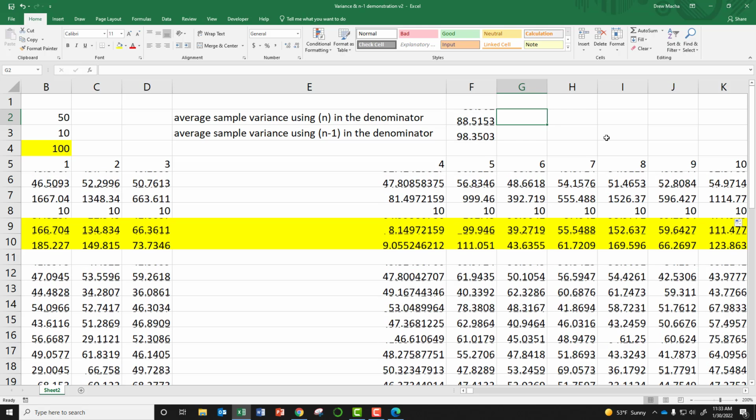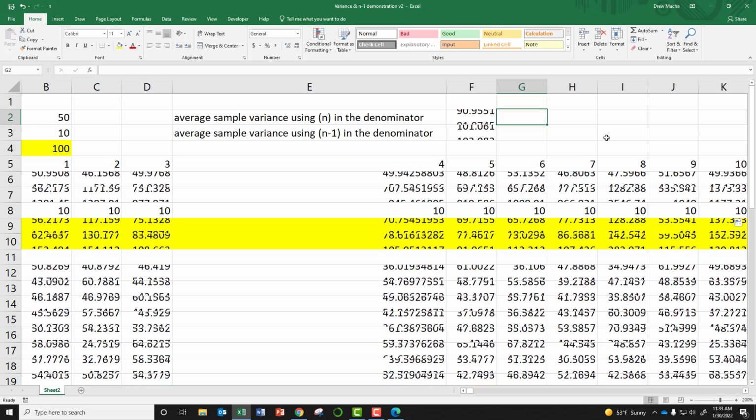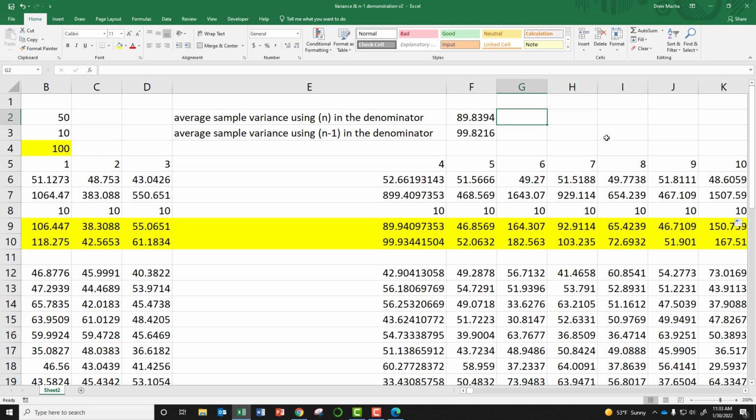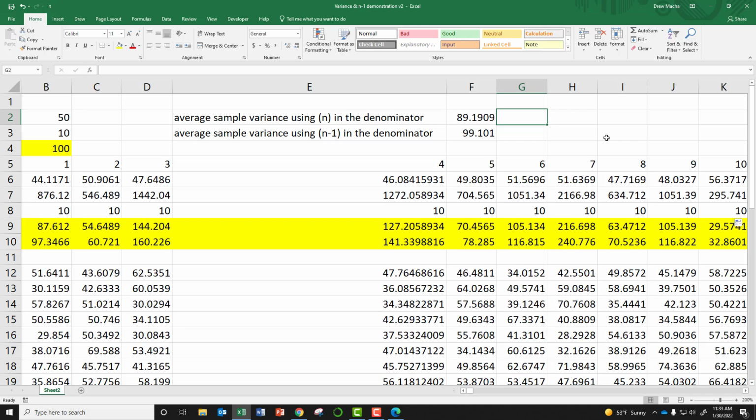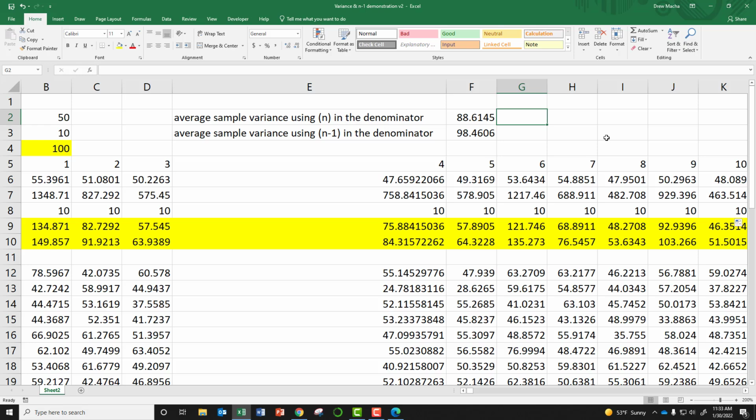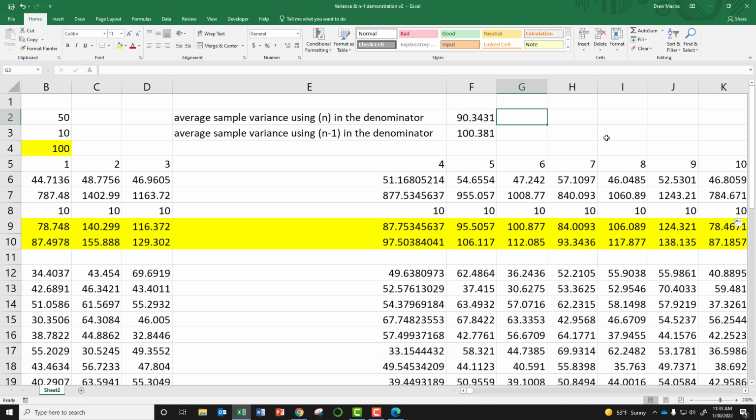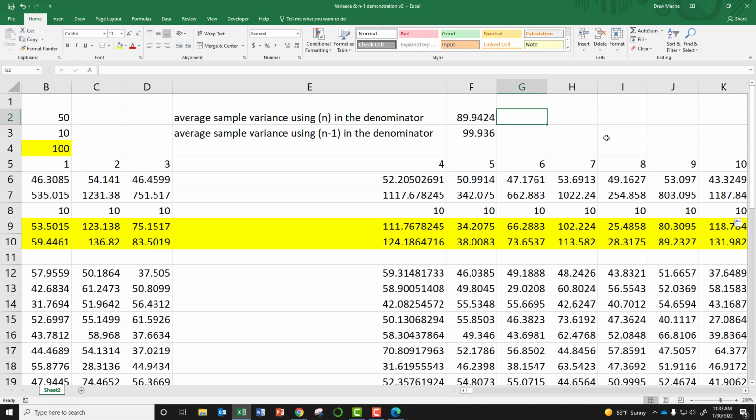And whenever I do a large number of simulations and I average together the sample variance that we calculate, it seems like the formula using n-1 in the denominator is really better than the formula where I only use n in the denominator. As far as being a good estimate of the parameter we're trying to estimate again, which is the population variance. Okay.